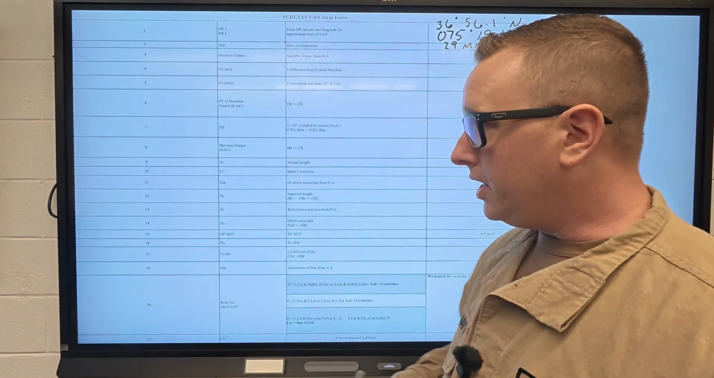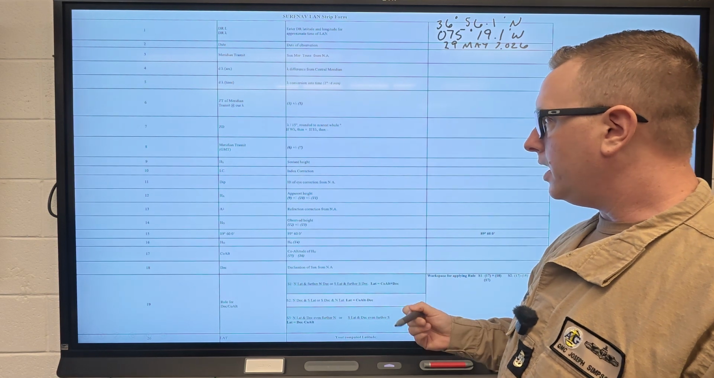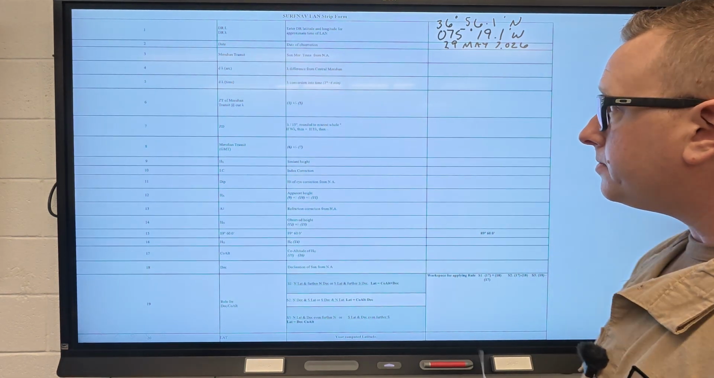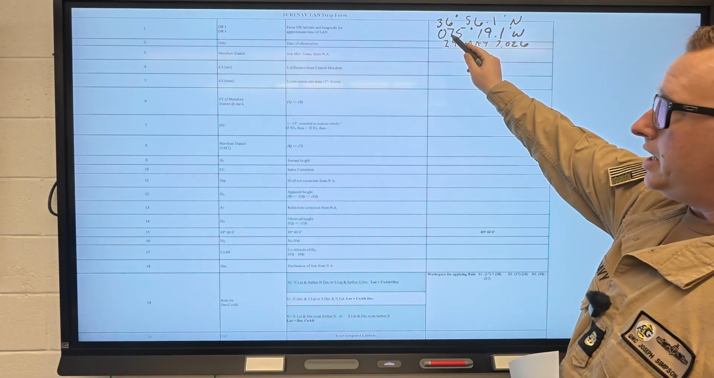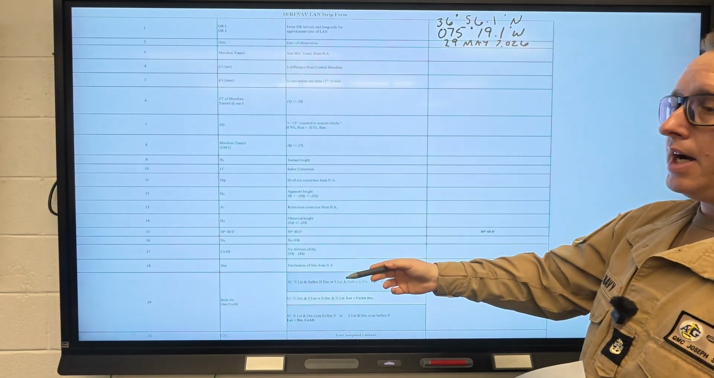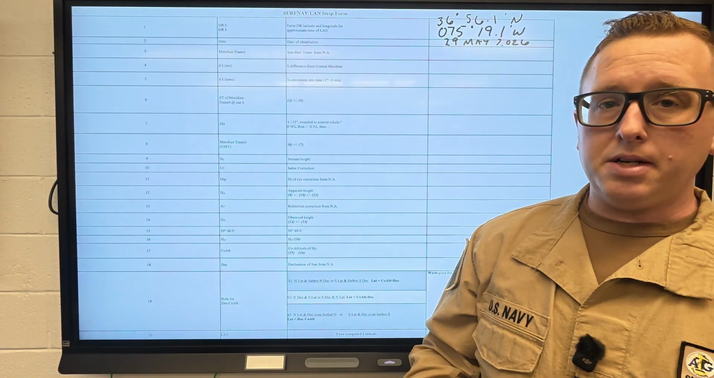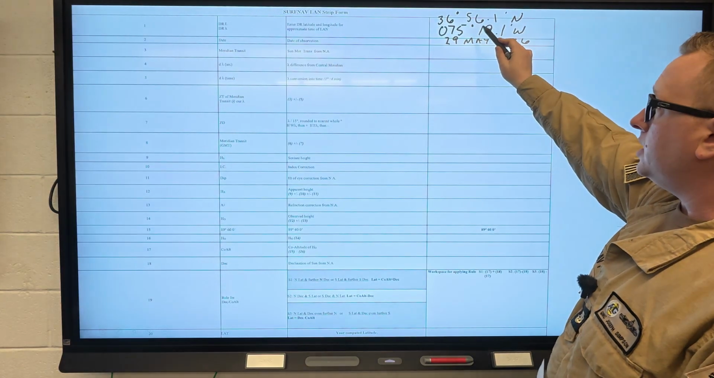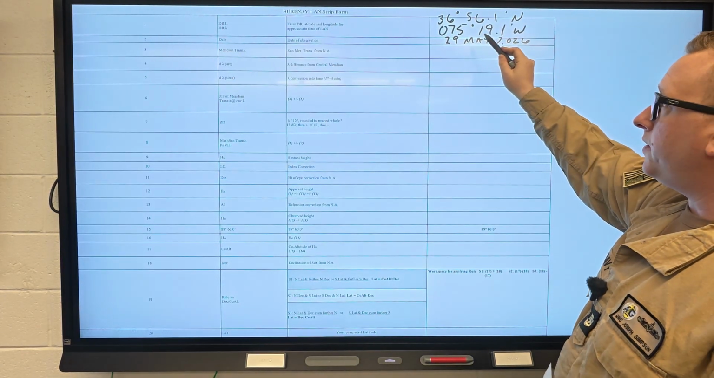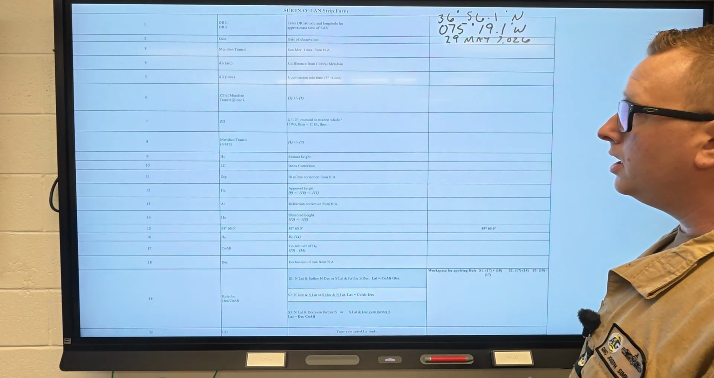To start, you need the Nautical Almanac, you need the strip form itself. The top of the strip form is asking for your DR latitude and longitude, so you DR out around the time of meridian transit and find a latitude and longitude. For this example, we're using 36 56.1 north, 075 19.1 west on the 29th of May, 2026.